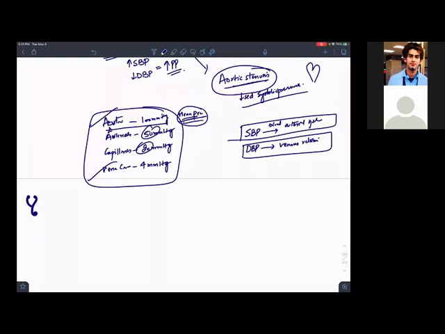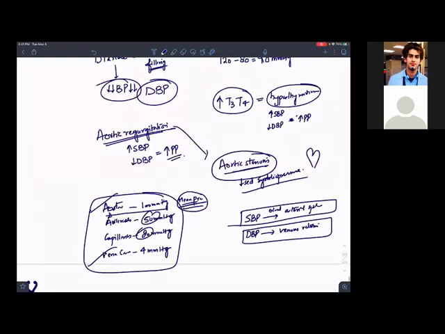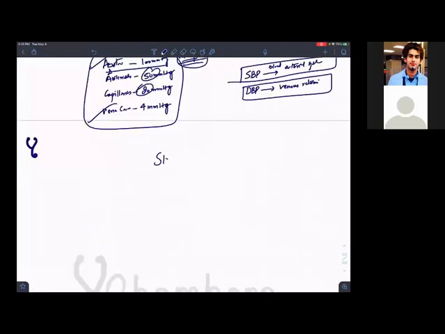Now, what determines the pulse pressure? The pulse pressure is determined by stroke volume. Stroke volume will determine the pulse pressure.